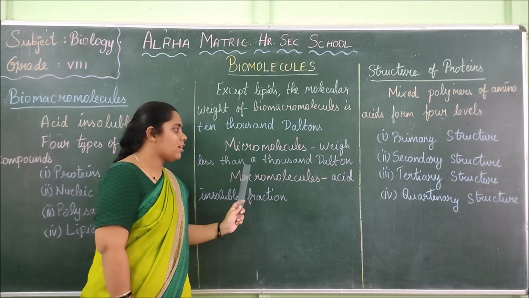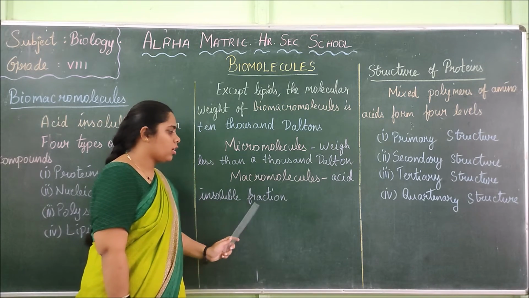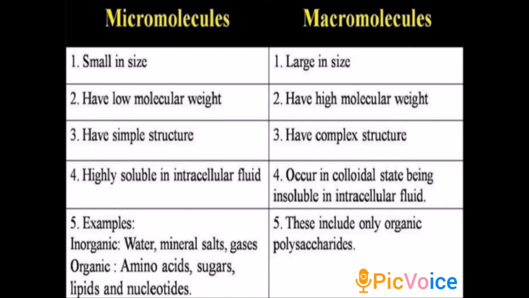Micromolecules, they weigh less than 1000 dalton. Macromolecules are acid insoluble fraction. Now I am going to explain to you the difference between micromolecules and macromolecules. So micro, from the name itself we can tell that it is very small in size. And macro means large in size. So micromolecules will have very low molecular weight, whereas macromolecules are very huge, so obviously it will have very high molecular weight.